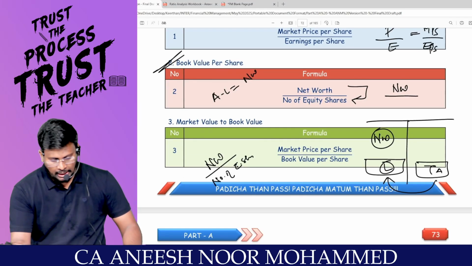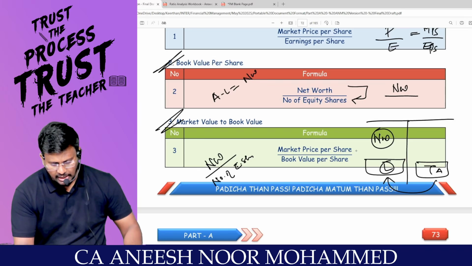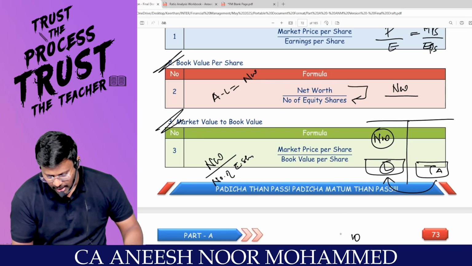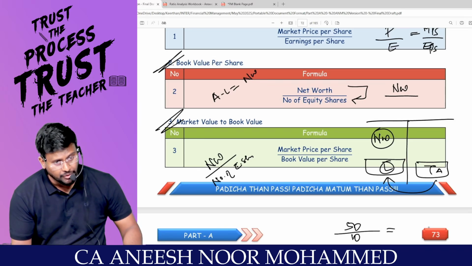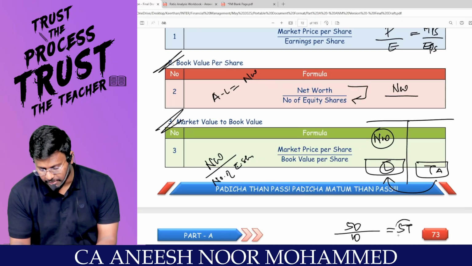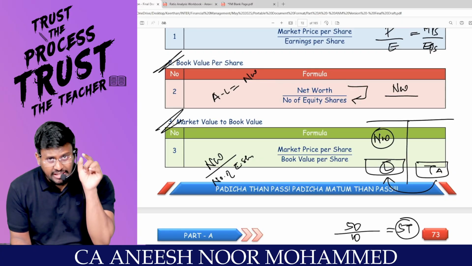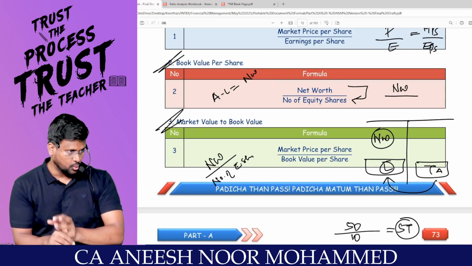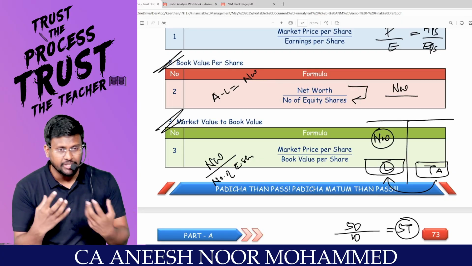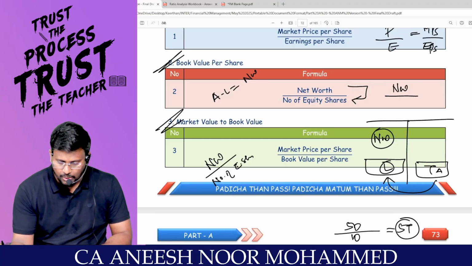Comfortable? Then, my dear lovable students, market value to book value means, for example, book value is 10, but market value is 50. The market reflection is 5 times. Are you all with me? If I am seeing the reflection based on EPS, then it is the price earning ratio. If I am seeing the reflection based on my book value, it is market value to book value. That's it with regard to that area also.